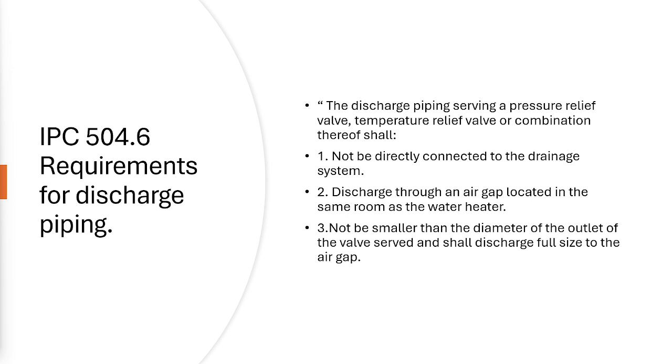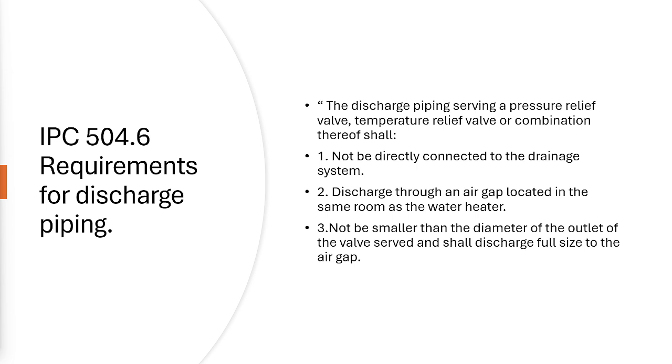So point 1 says it shall not be directly connected to the drainage system. So we cannot take that discharge pipe and connect it directly to a drain. Why not? Because the water heater is part of the potable, or drinkable, water supply, and we have to protect it from the bacteria in the drain. We're going to talk more about that.